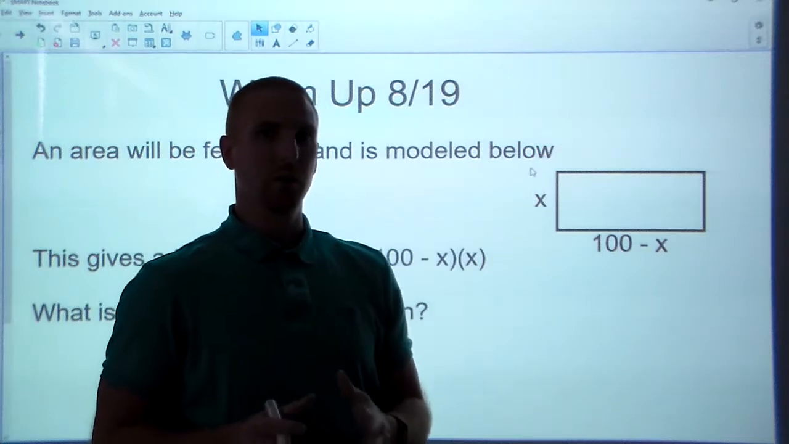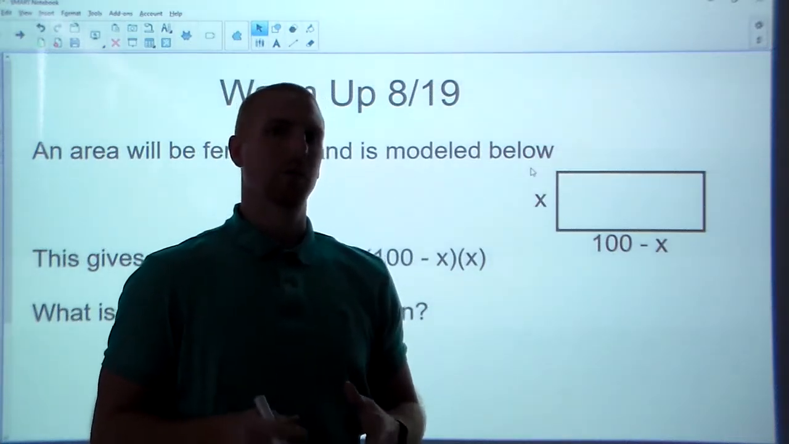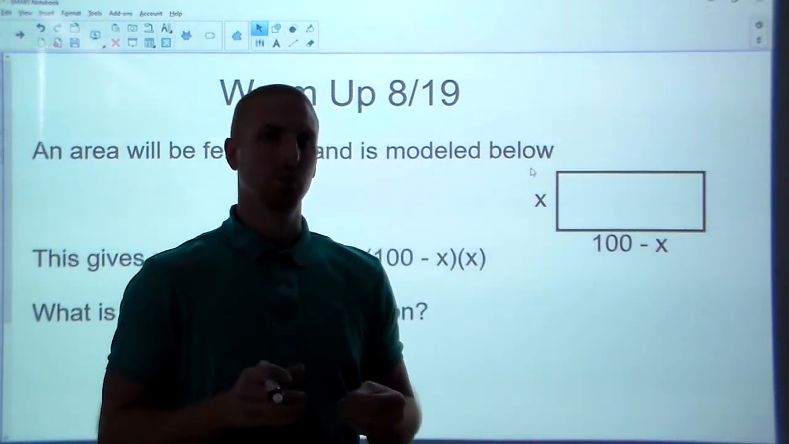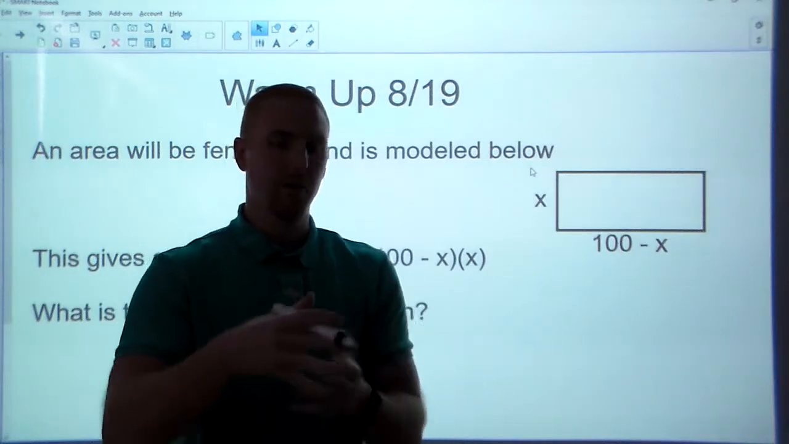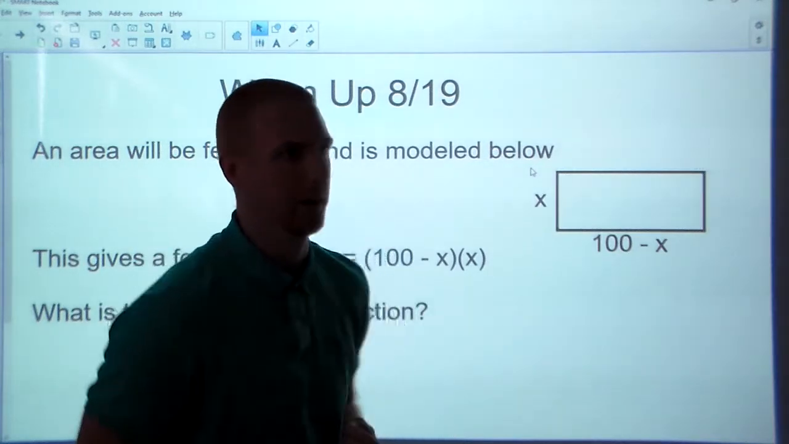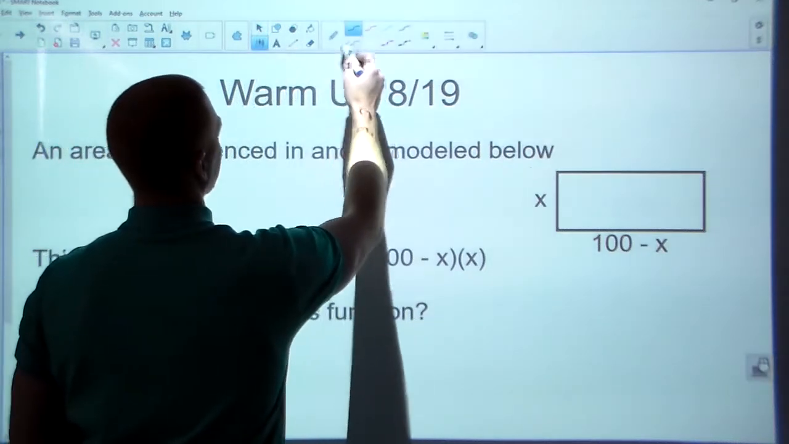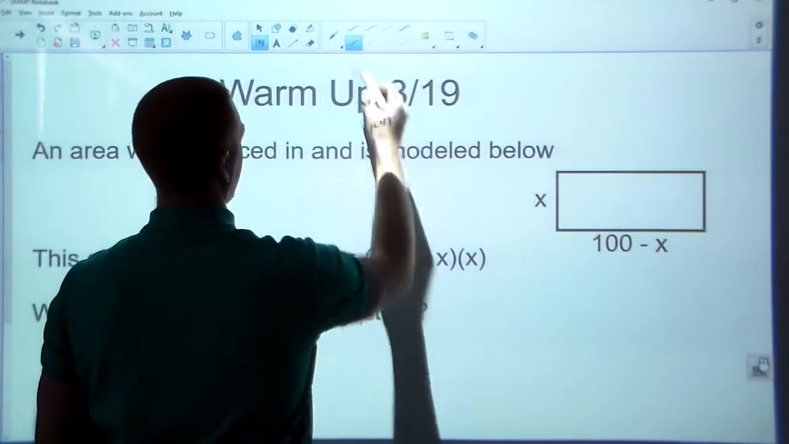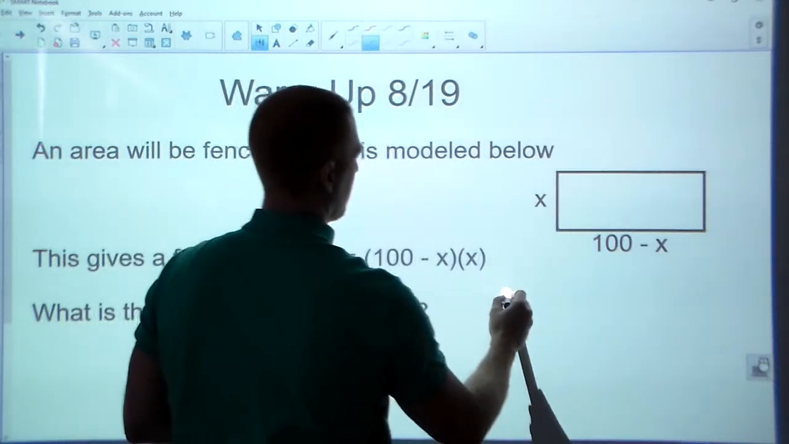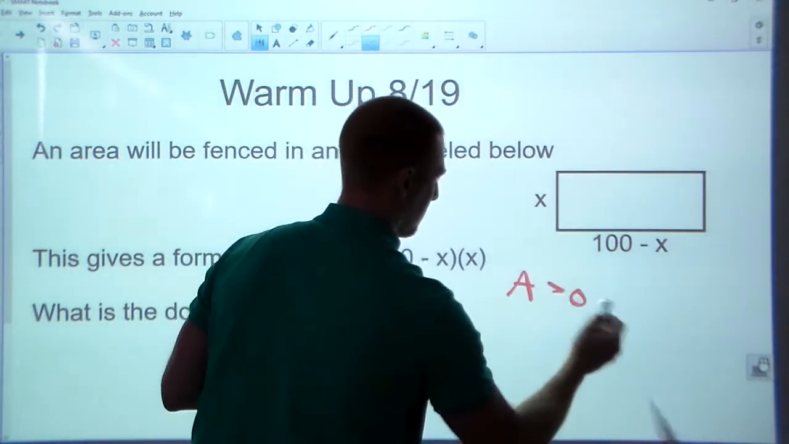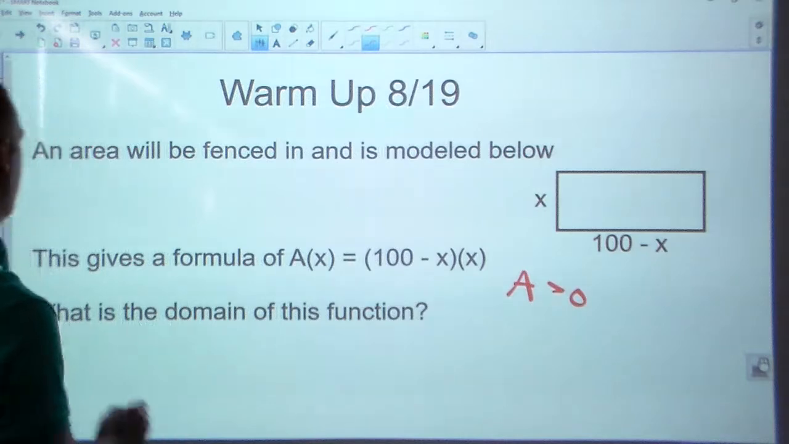The area also must be bigger than 0. If you have an area of nothing, you don't have a plane, you don't have a space, you have a single point again. So our area, in order to exist, has to be positive. It has to be bigger than 0. So I'm just going to put that in there as a little side note. Area has to be bigger than 0.